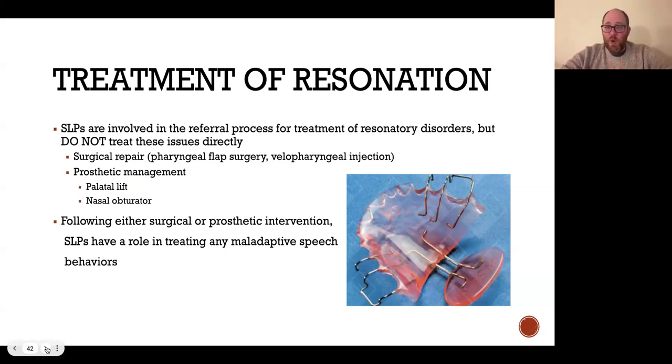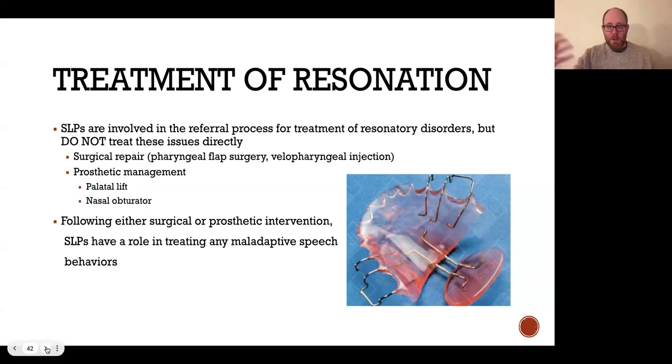You might also refer them to a prosthodontist who's going to make a prosthetic for them. That's something that's in that picture there, which is a palatal lift. It's a little device that actually lifts up the velum itself so that it doesn't have to work as hard to close off the nasal cavities. But we as SLPs, we're not going to work on making that. We can refer out. The patient might also need a nasal obturator, something that sits on their nose like that and prevents them from being hypernasal. The downside is they start to sound a little hyponasal.